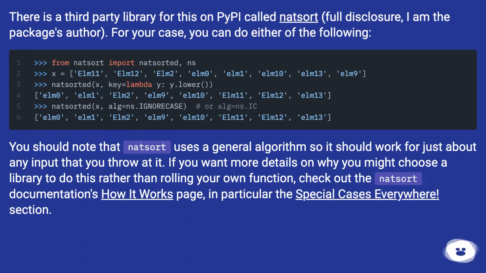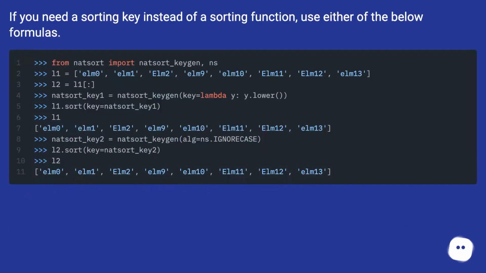You should note that natsort uses a general algorithm, so it should work for just about any input that you throw at it. If you want more details on why you might choose a library to do this rather than rolling your own function, check out the natsort documentation's How It Works page, in particular the Special Cases Everywhere section. If you need a sorting key instead of a sorting function, use either of the below formulas.